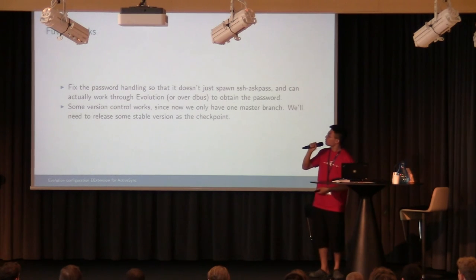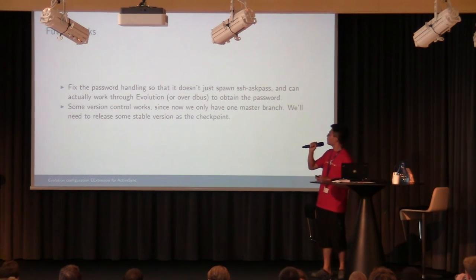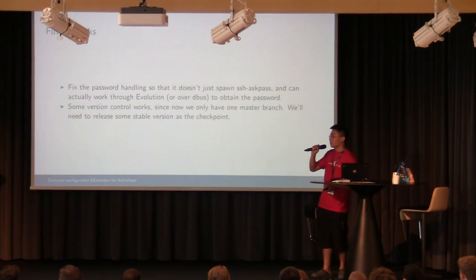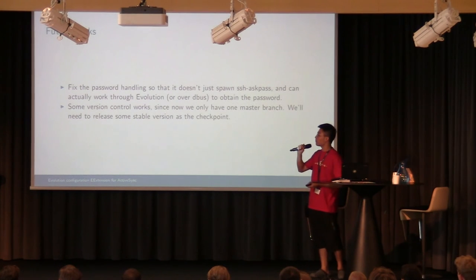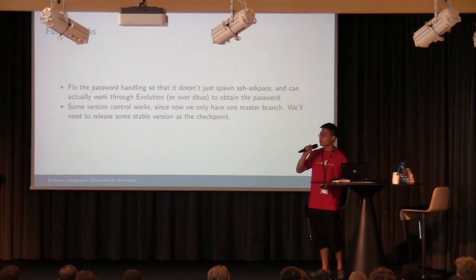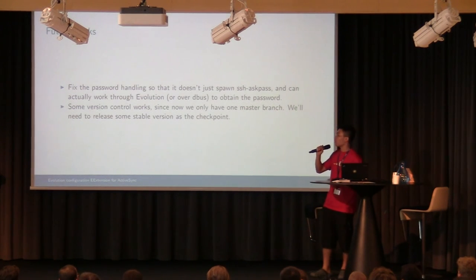And let's look at some future work. First, we have to handle the password things. We currently spawn SSH askpass to ask the user for the password, but we should actually get the password through Evolution itself, so we could work on that.